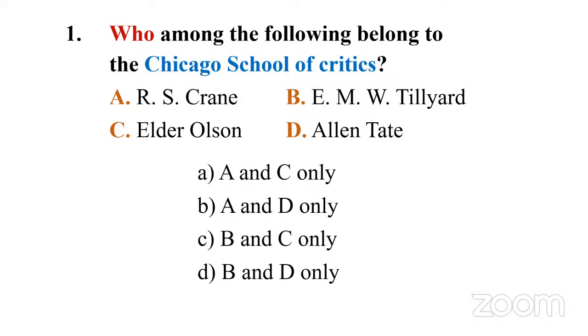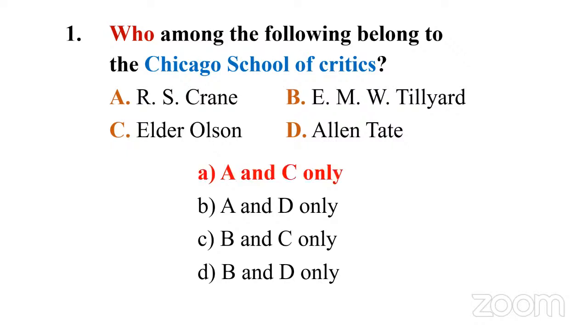Option A, A and C only, in the sense R.S. Crane and Elder Olson. Similarly, option B, A and D only: R.S. Crane and Alan Tate only. C, B and C only: E.M.W. Tillyard and Elder Olson only. D, B and D only: Tillyard and Alan Tate. So you can pick one. So the question: who among the following belong to the Chicago School of Critics? Okay, you pick your answer. We will check out the answer now.